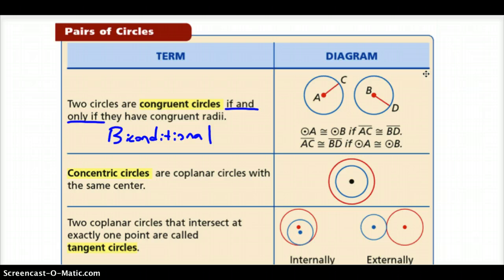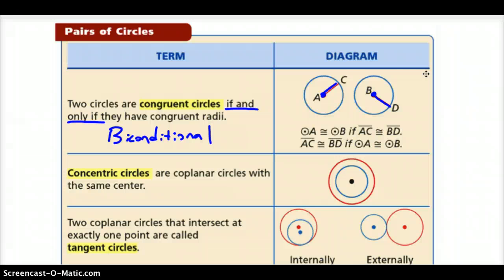So let's look at this biconditional statement. Circle A is congruent to circle B if segment AC is congruent to segment BD. Basically we're saying this radius AC has to be the same length as this radius BD. Conversely, segment AC is congruent to segment BD if circle A is congruent to circle B. So again, it works for both the conditional statement and its converse.